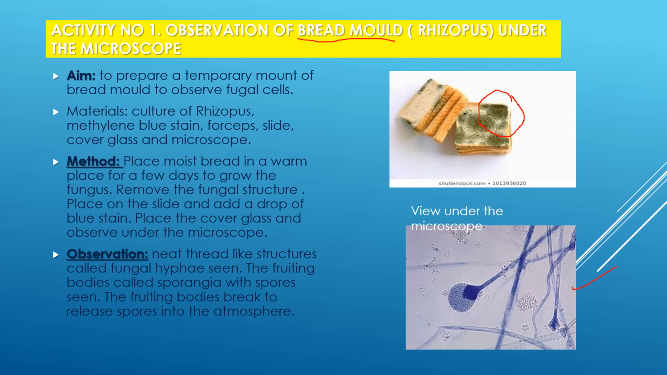We have to take a little of this material which grows on the bread, put it on a slide, put a little water or add a little methylene blue stain so that you can see it under the microscope, and keep it under the microscope and observe. We will find this sort of a structure. There will be the white colored hypha that grows on the bread, and this structure is called the sporangium. Sporangium is the spore producing structure.